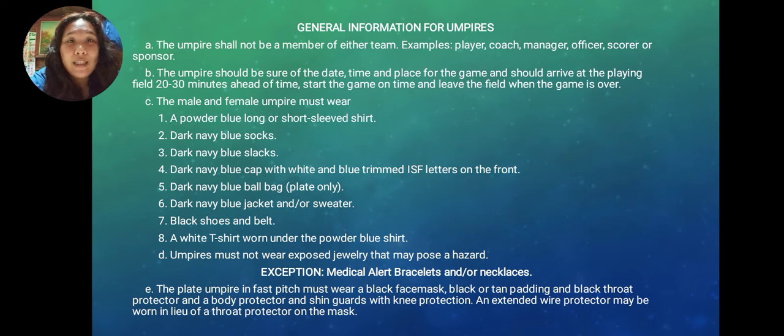For letter C, the male and female umpire must wear: number 1, a powder blue long or short sleeved shirt. Number 2, dark navy blue socks. Number 3, dark navy blue slacks. Number 4, dark navy blue cap with white and blue trim ISF letters on the front. Number 5, dark navy blue ball bag or plate only. Number 6, dark navy blue jacket and or sweater. Number 7, black shoes and belt. Number 8, a white t-shirt worn under the powder blue shirt.